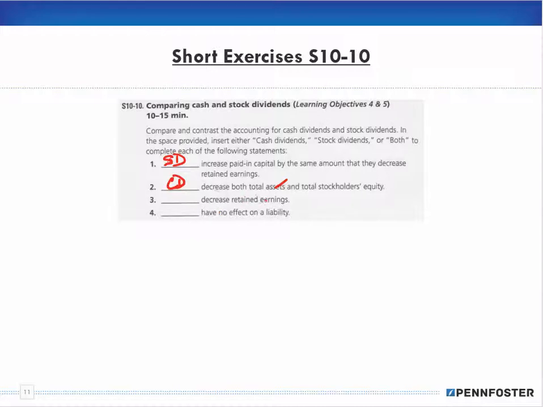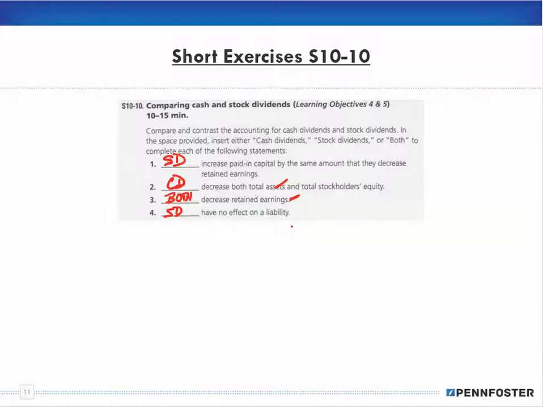Decrease retained earnings. Okay, since we're only dealing with the retained earnings account, that's going to be both, because both the stock dividend and cash dividend get paid out of the retained earnings. Have no effect on a liability. That would be a stock dividend, because when they pay out the stock dividend, all you're doing is moving from one account, from retained earnings, to the stock account or the paid in capital.